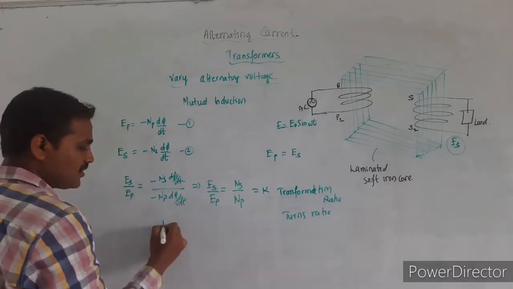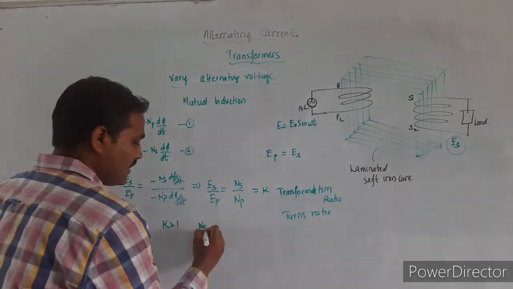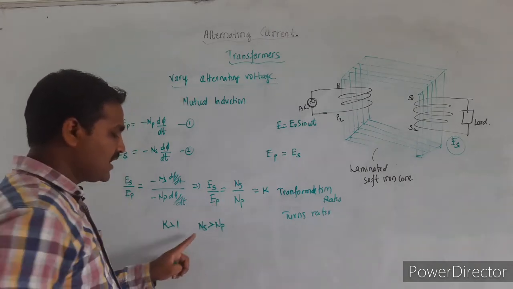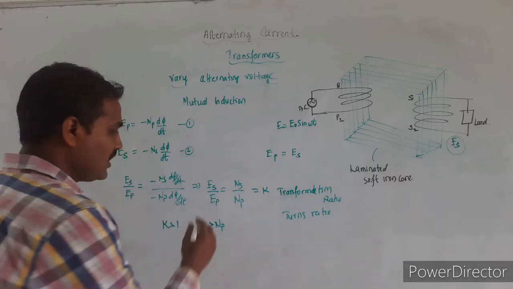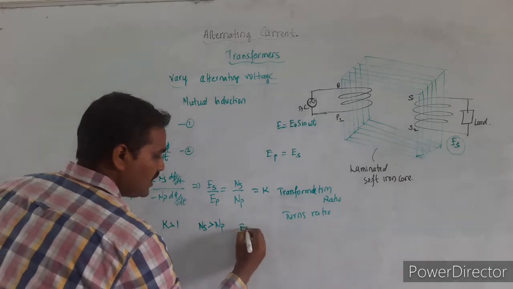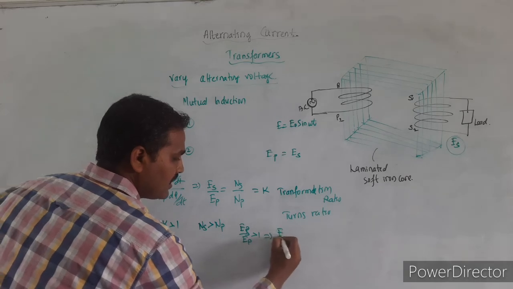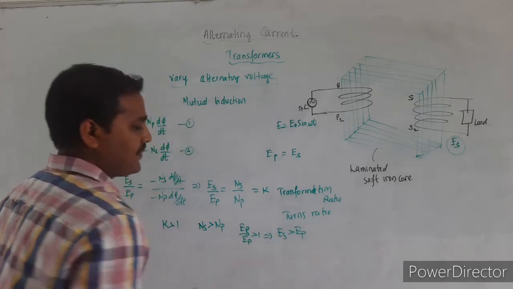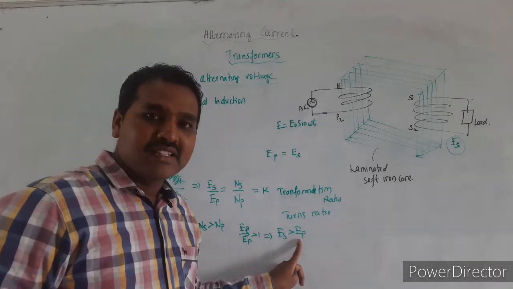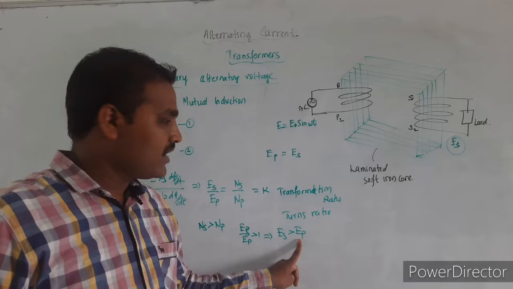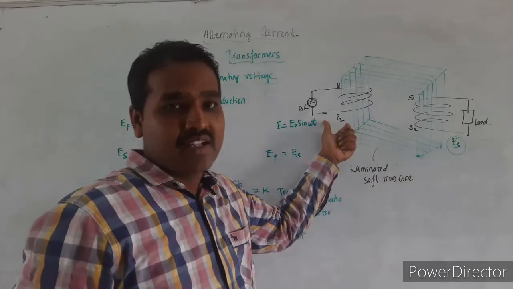So let us see what happens when K is greater than 1. What is the meaning of K greater than 1? In this case, Ns will be greater than Np. The number of turns in the secondary coil is greater than the number of turns in the primary coil. In that case, automatically Es divided by Ep is greater than 1. This implies Es is greater than Ep. The EMF induced in the secondary coil is greater than the EMF in the primary coil. So here we are getting the output voltage greater than the input voltage.